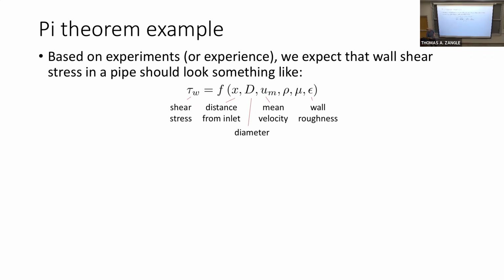So now the question is, how many pi groups? How many pi groups do I have to describe this problem, given that I know this? This is all I know about it. I don't know exactly what the functional form is of the shear stress. All I know is that shear stress should depend on these things. So I want you to discuss with your neighbors for just a couple of minutes before the end of class, how many pi groups should I expect? How many dimensionless groups should I expect? Please discuss.